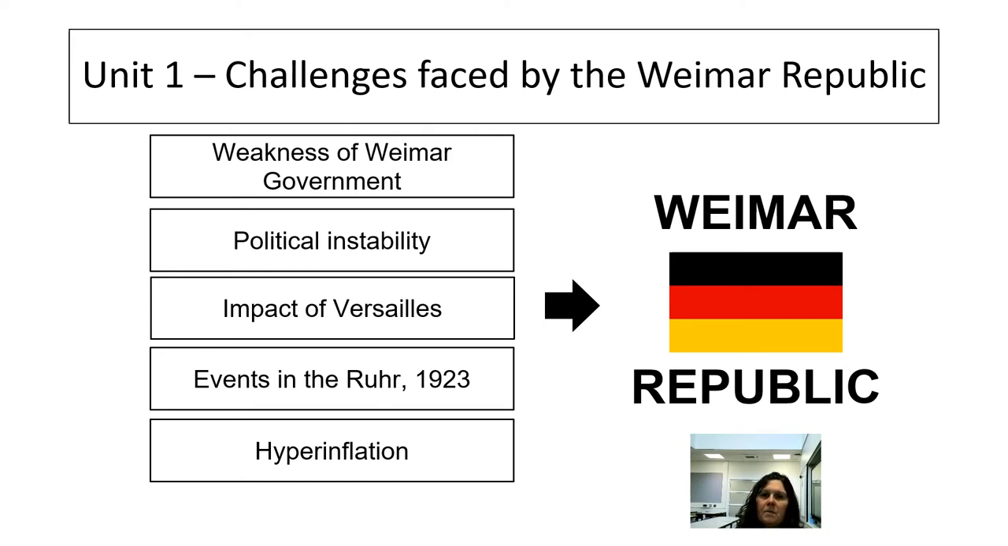The other challenge faced by the Weimar Republic was political instability, in the form of the Spartacist revolt and the Kapp Putsch, and although we don't learn about it in this section, the Munich Putsch as well. The impact of the Versailles Treaty was another challenge, as were the events in the Ruhr, the invasion of the French and Belgians into the Ruhr in 1923, leading on to the crisis of hyperinflation. These are the key areas in Unit 1, impact of World War I, challenges faced by the Weimar Republic.